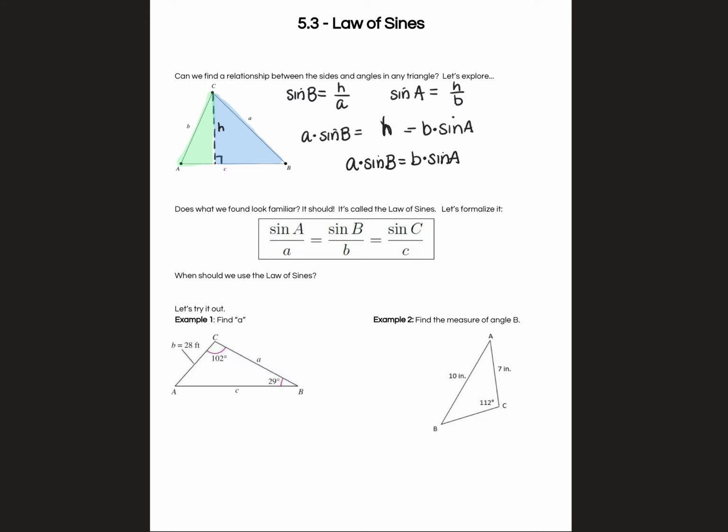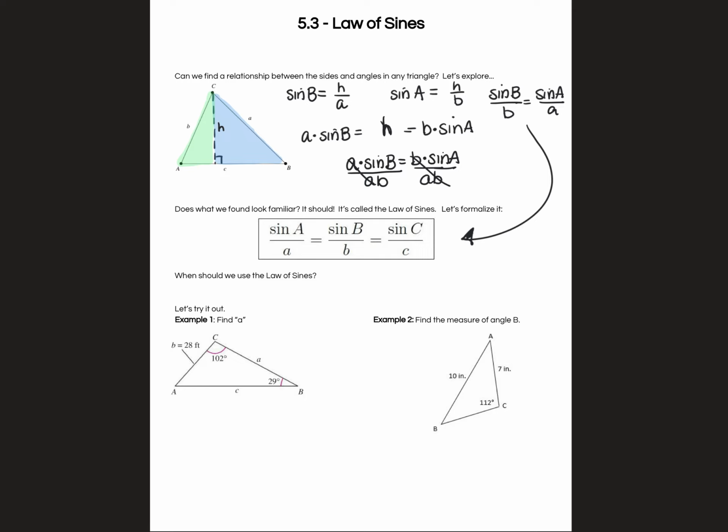Well, what if I divide both sides by AB? What I end up with is something that looks hopefully familiar: sine of B over B equals sine of A over A. And if you notice down here, that's exactly what I have written. It's called the law of sines.